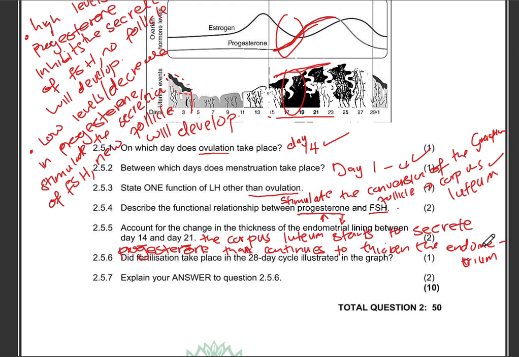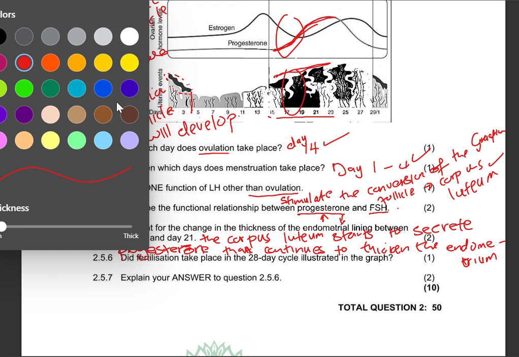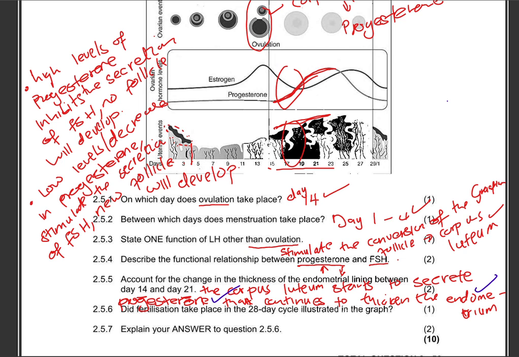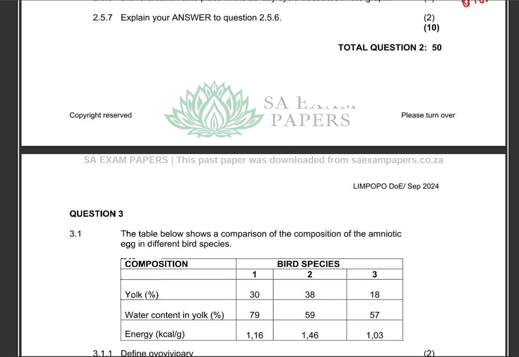I've been forgetting to show you how these answers will be marked. The corpus luteum starts to secrete progesterone, which will continue to thicken the endometrium. And for the negative feedback, high levels of progesterone will inhibit the secretion of FSH.